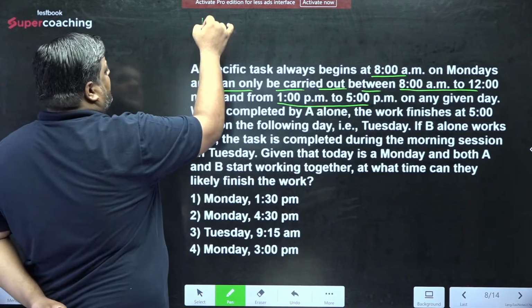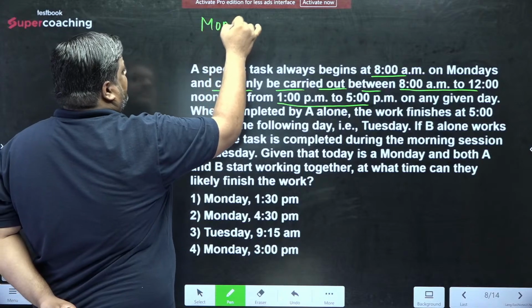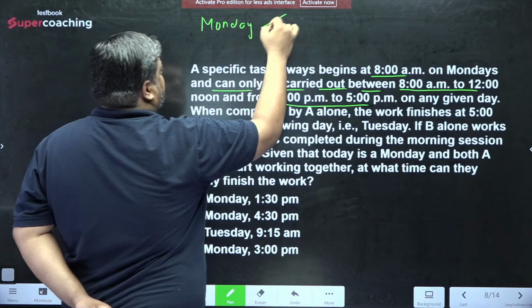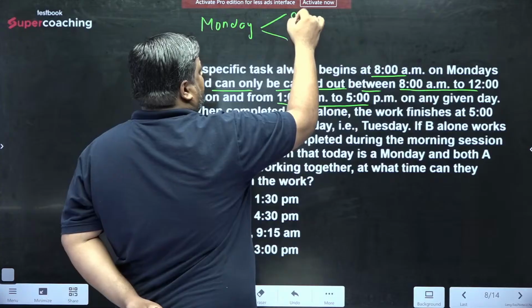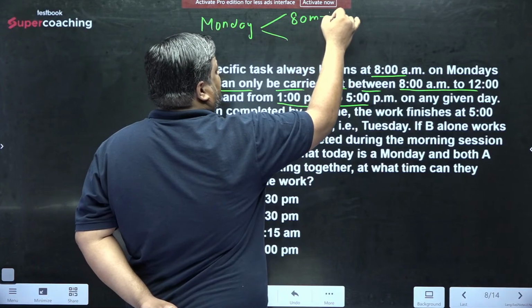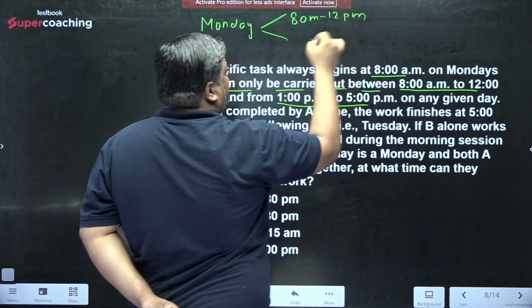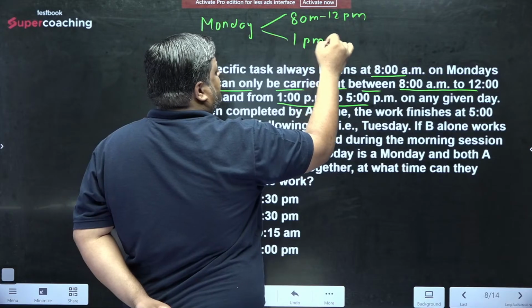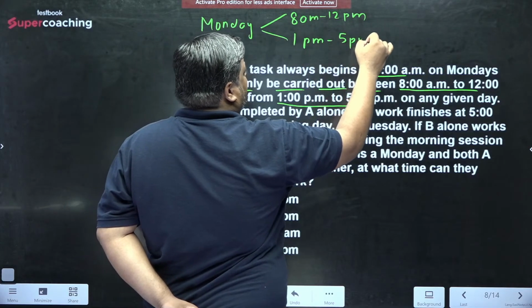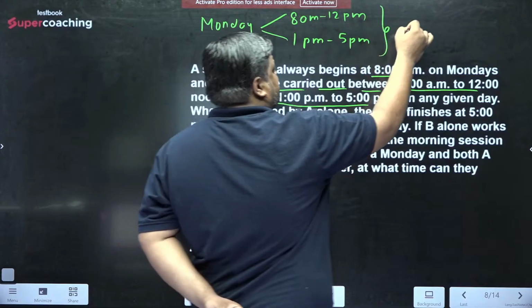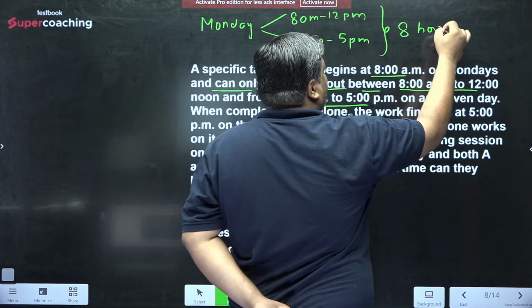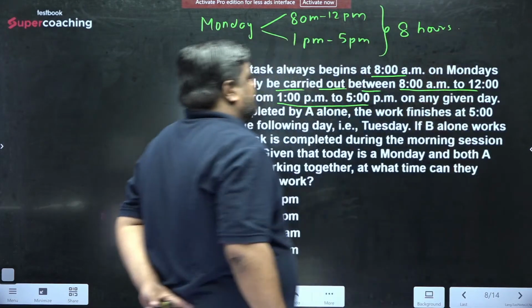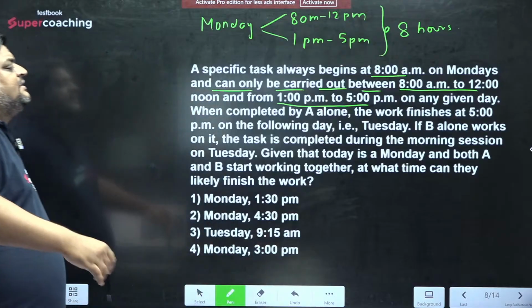So मंडे को जो टाइम स्लॉट है आपके पास, मंडे को जो टाइम स्लॉट है टास्क को करने का, दैट इज 8 a.m. to 12 p.m. and 1 p.m. to 5 p.m. तो मंडे को यू आर वर्किंग फॉर 8 hours. अगर आप पूरे दिन काम करते हो तो यू विल बी वर्किंग फॉर 8 hours. Okay, very good.